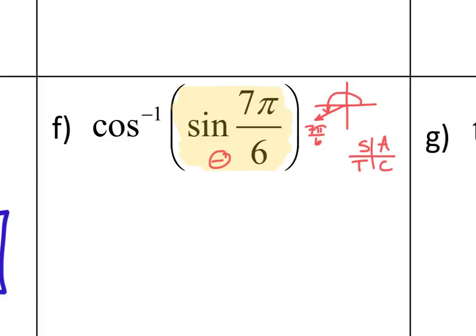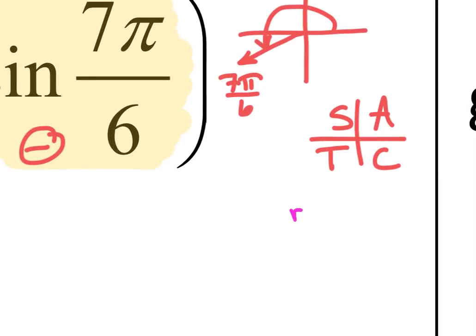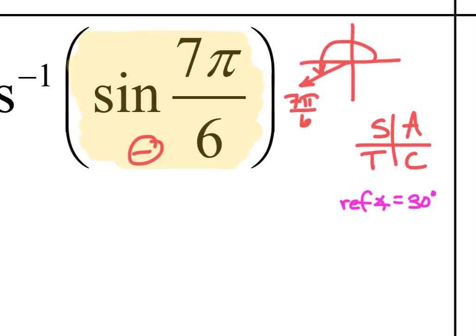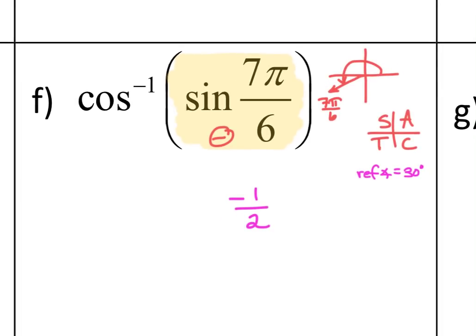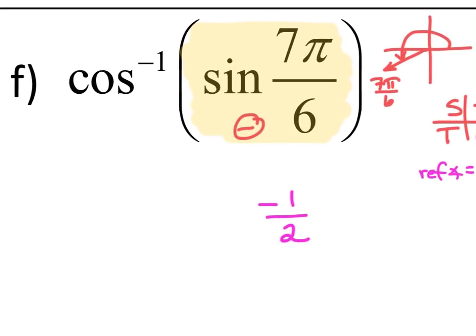And so, excuse me, the reference angle is 30 when the denominator is 6, right? Reference angle is 30 degrees. And so sine of 30 is 1/2. Sine of 7 pi over 6 is going to be negative 1/2. And so this question is asking, what is the inverse cosine of negative 1/2?